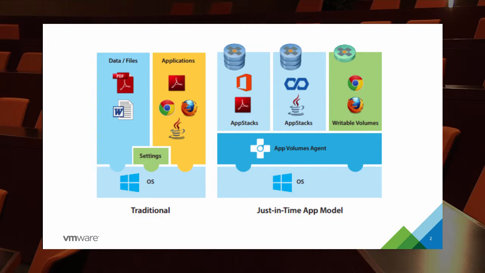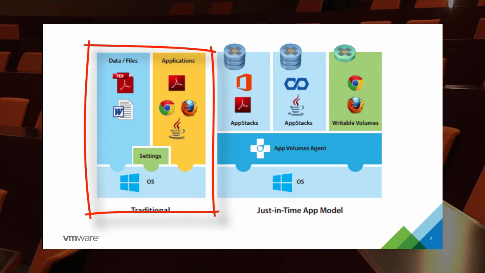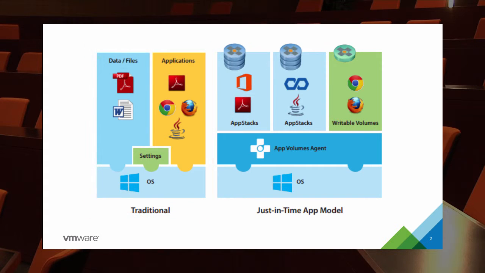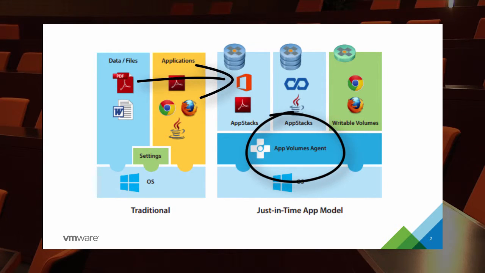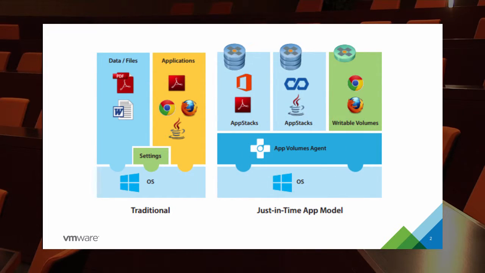So on the left, we see our traditional application model, where we have our operating system, our settings, and then we have our data, files, and then our applications on the other side. With AppVolumes, formerly Cloud Volumes, we're looking at the AppVolumes agent, which allows us to leverage stacks of applications and writable volumes inside of the space. And we're able to deploy many applications inside of an individual application stack. Now, this means that we can leverage and deploy much more efficiently.